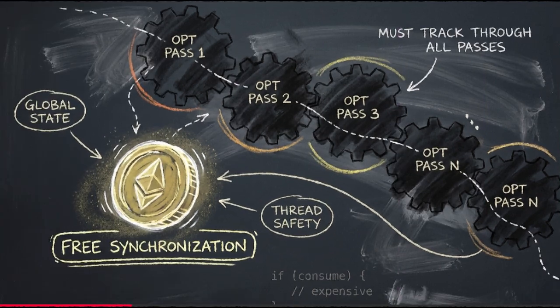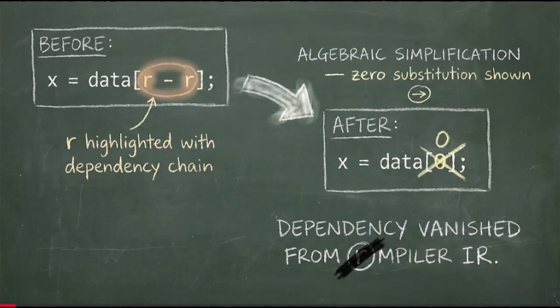In theory. But there was a massive technical constraint in the compiler architecture. To make consume work, the compiler had to mathematically track those specific data dependencies across all of its intermediate optimization passes. And compilers are expressly designed to break and simplify dependencies to make code faster. Exactly. Right? I was actually looking at a great example in the sources. Imagine you write x = data[r - r]. Mathematically, r - r is just 0. Simple algebra. So the compiler's algebraic optimization pass sees that and simply rewrites it as x = data[0]. The dependency on the variable r completely vanishes from the compiler's internal representation.